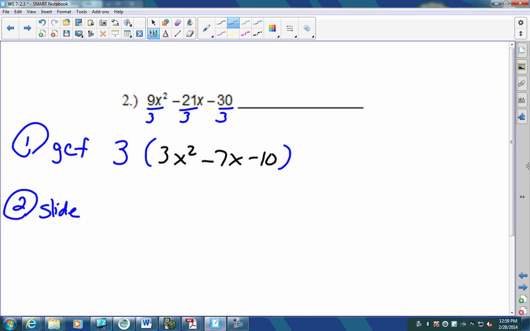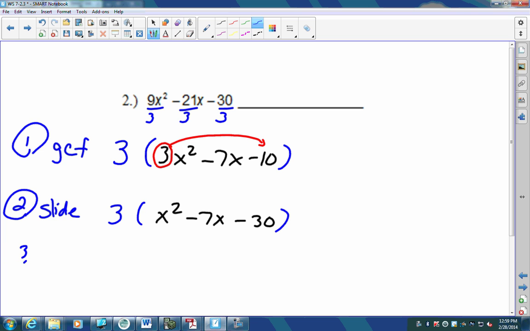So we're going to slide. What am I sliding? Don't worry about that GCF. The number in front of the x squared, which is a 3, I'm going to slide that to the back because I need just an x squared. So keep your GCF there. Now, when I slide the 3 back here, it gives me x squared minus 7x, and you take 3 times negative 10 and get negative 30. Okay, so all we're doing is multiplying that. Now, the third one was the factor.